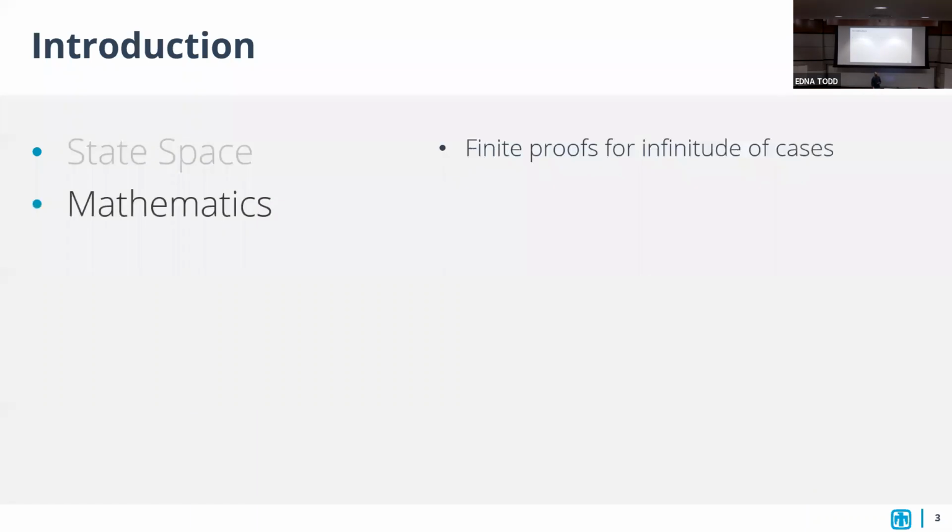Thankfully, mathematics for a very long time has provided us the tools to do finite proofs for an infinitude of possible cases. Induction for the infinitude of primes, simple stuff like the associativity of addition for all possible integers, up to Fermat's Last Theorem. Very, very simple to very complicated. We have this toolkit in mathematics to deal with enormous numbers of cases with small proofs.